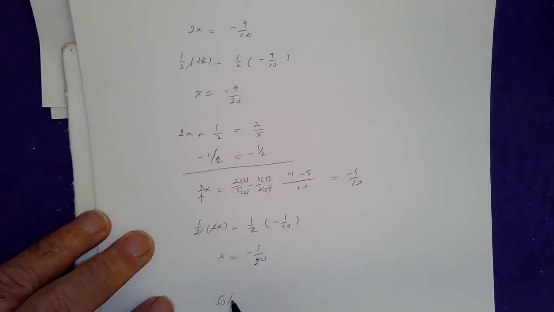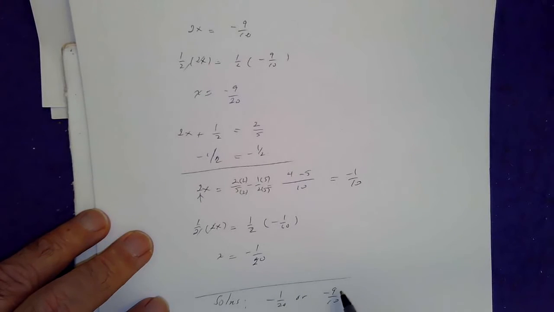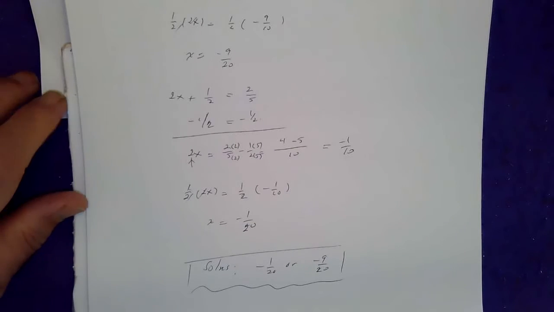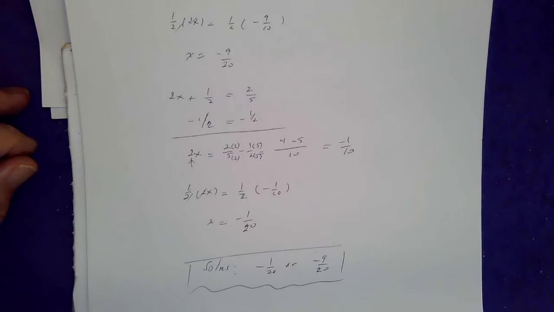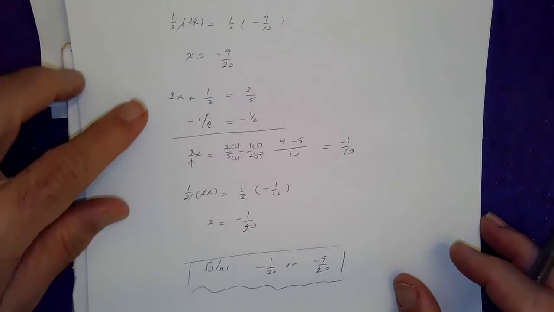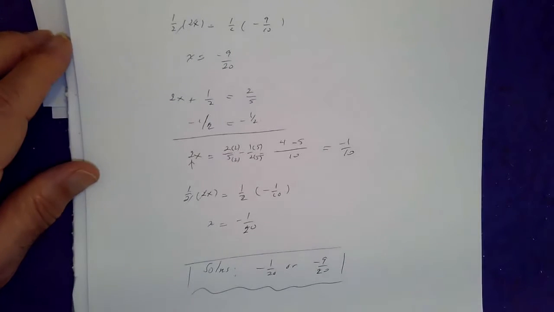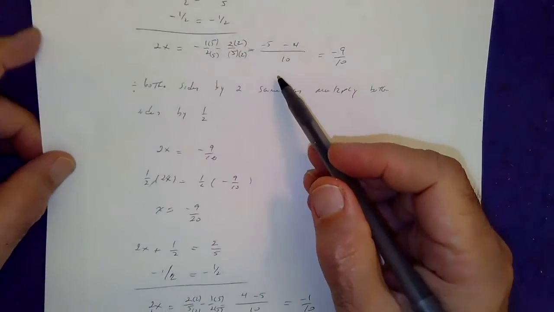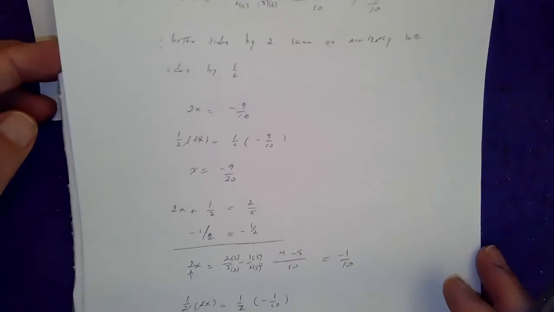So what are the solutions? The solutions are negative 1 over 20 or negative 9 over what? Where'd it go? 20. There you go. Right? So yeah, you got fractions, so don't panic. Just slowly but surely try to solve, and make sure when you add fractions, you get what? A common denominator. We should be okay. All right.